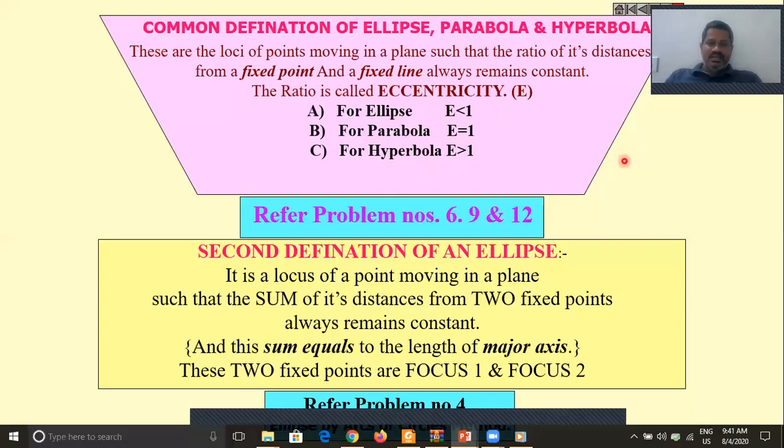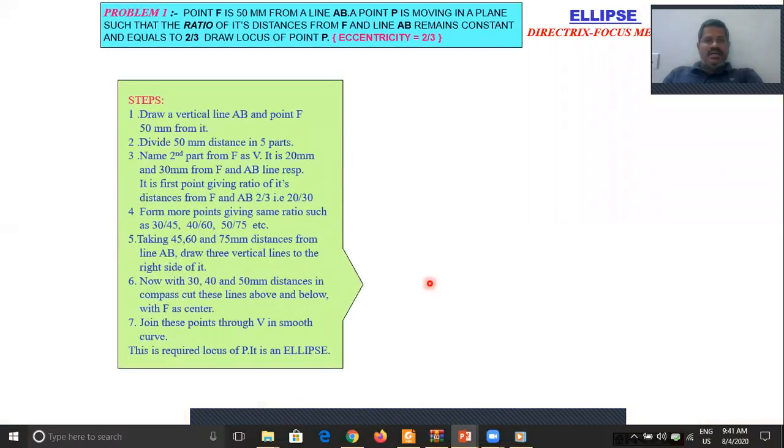Okay, so then let me move further to see an example. Let me take an example to see what is focus, what is directrix, what is major axis, minor axis. We will discuss in this slide. Let us take one example.